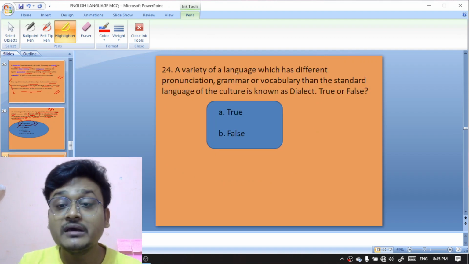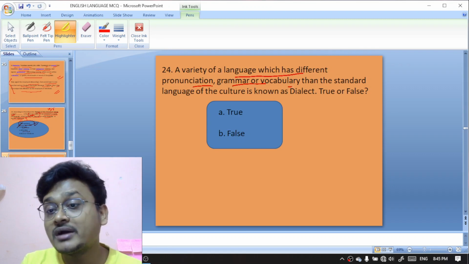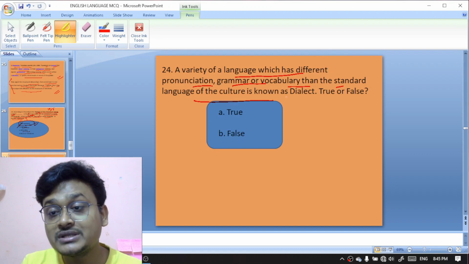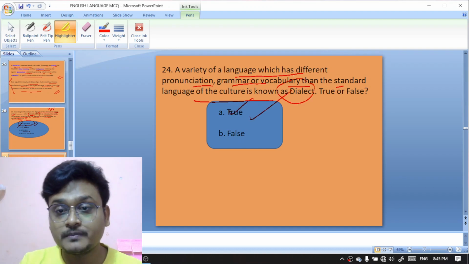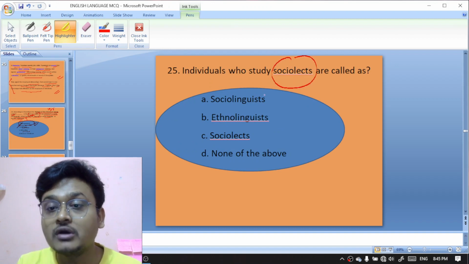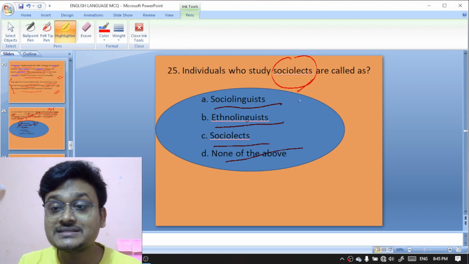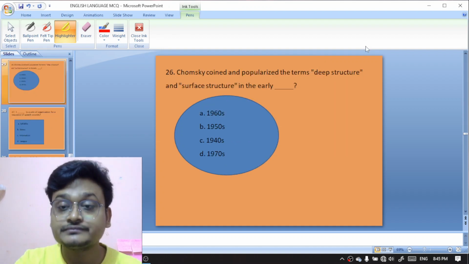Moving to next question. A variety of language which has different pronunciation, grammar or vocabulary than the standard language of the culture is known as a dialect. True or false? True. It's very true. Individuals who study sociolects are called sociolinguists, ethnolinguists, sociolects, none of the above. So those who study sociolects are called sociolinguists. A is the right option here.